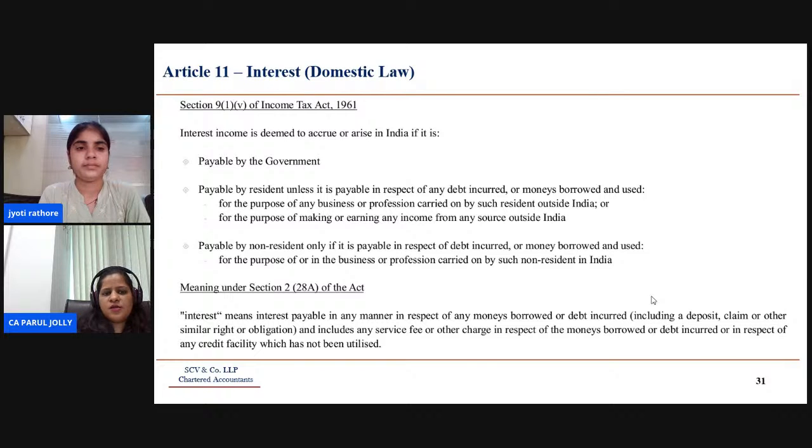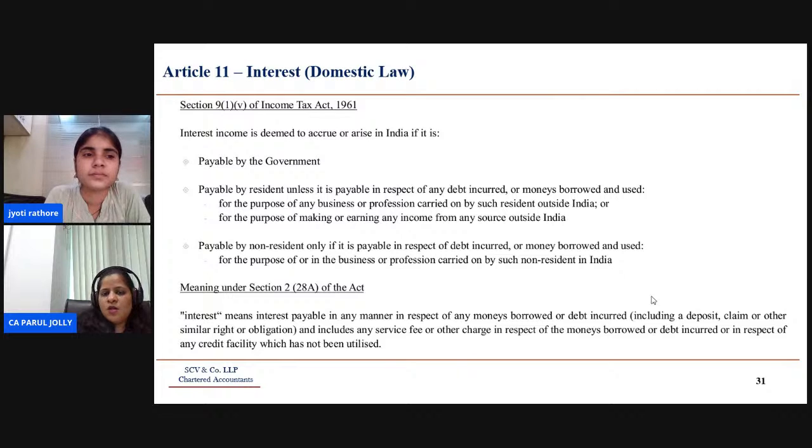Similarly, if it is payable by a resident, unless it is payable in respect of any debt incurred or money borrowed and used for the purpose of any business or profession carried on by such resident outside India, or for the purpose of making or earning any income from any source outside India, then only it is not taxable. Otherwise, it is taxable in India. If interest is paid by a non-resident, then it can be deemed to accrue or arise in India if it is payable in respect of a debt incurred or money borrowed and used for the purpose of a business carried on by such non-resident in India.